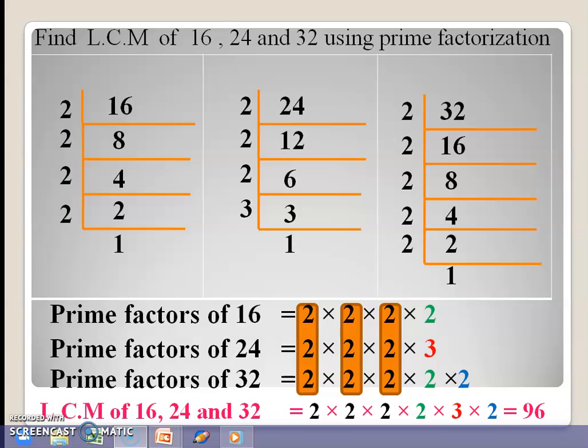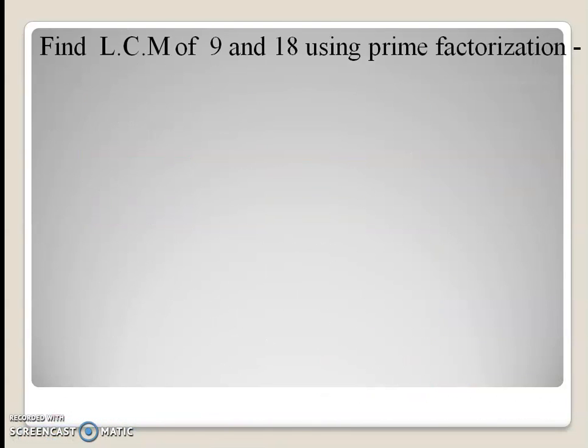Now let's try to find out LCM by using method 2. Find LCM of 9 and 18 again using prime factorization. But here we are now using method 2. Here in method 2 we are going to take both the numbers 9 and 18 together. So let's factorize it. Now here we have got 9 and 18. 9 is not divided by 2. Even though 9 is not divided by 2, 18 is divided by 2. So we will divide 18. 9 we will bring as it is. For 18, 2 9s are 18.